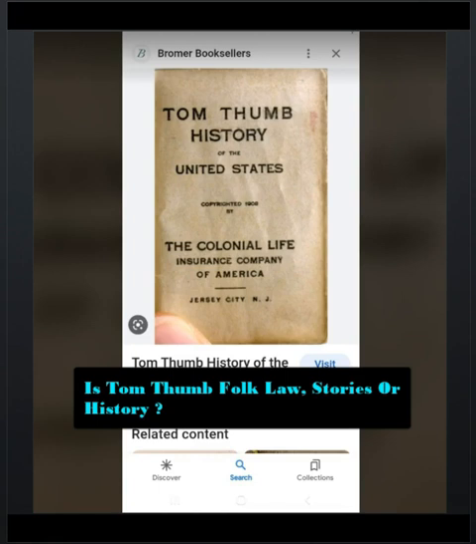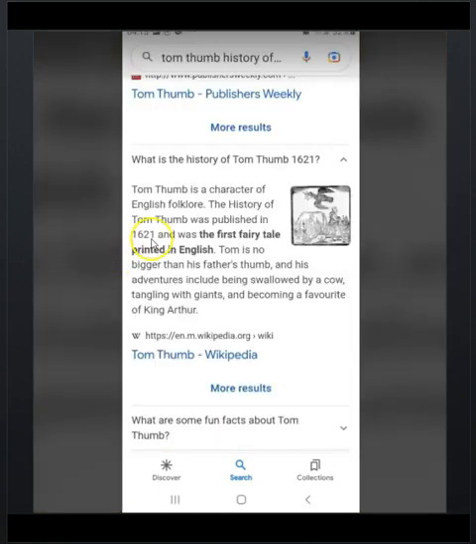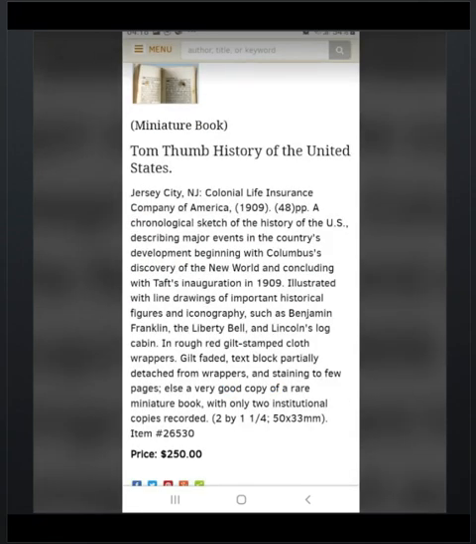Tom Thumb history of the United States. So in the colonial life. So obviously this book was written in about 1909, something like that. So, we're going to have a look at a tiny bit more. Here, he's folklore back to 1621. But this is something else. And a book was written in 1909, which is more to do with the history of the United States.